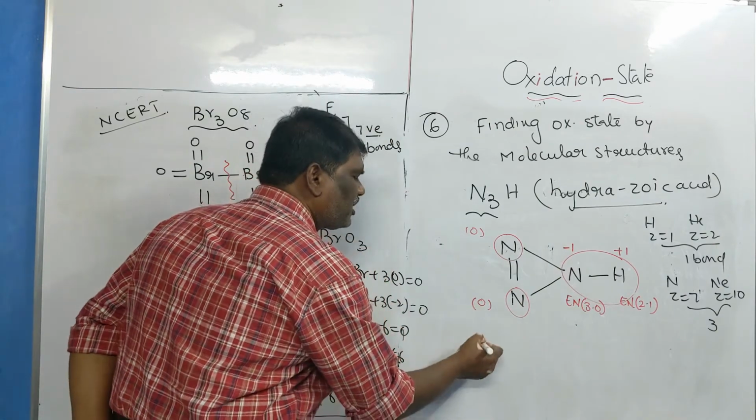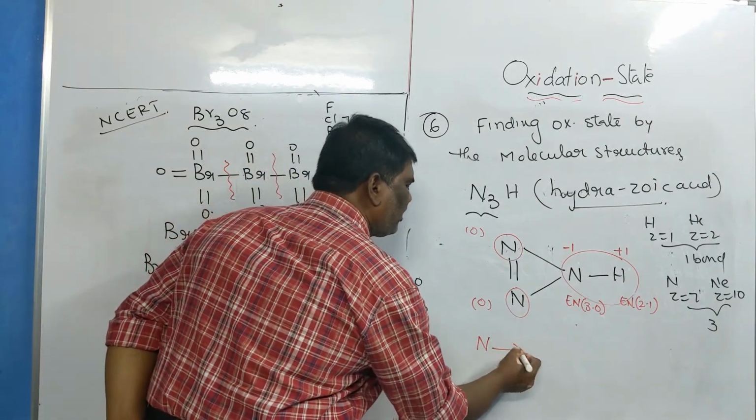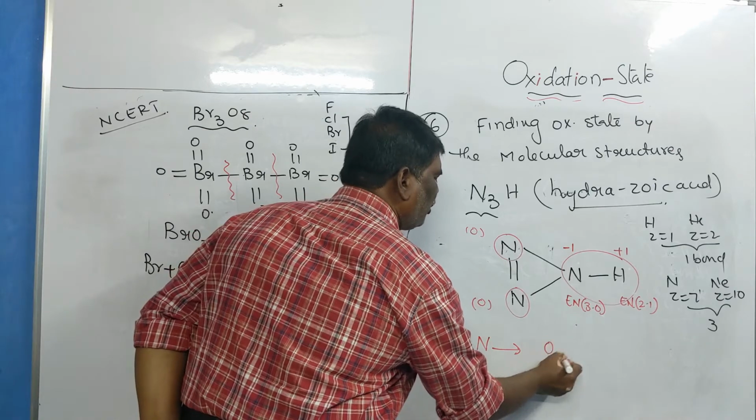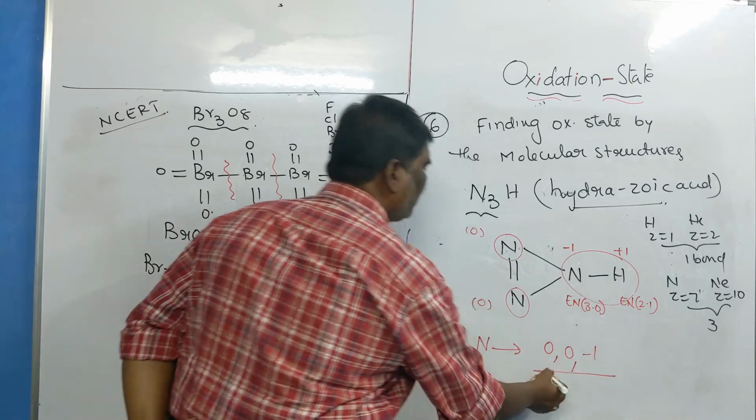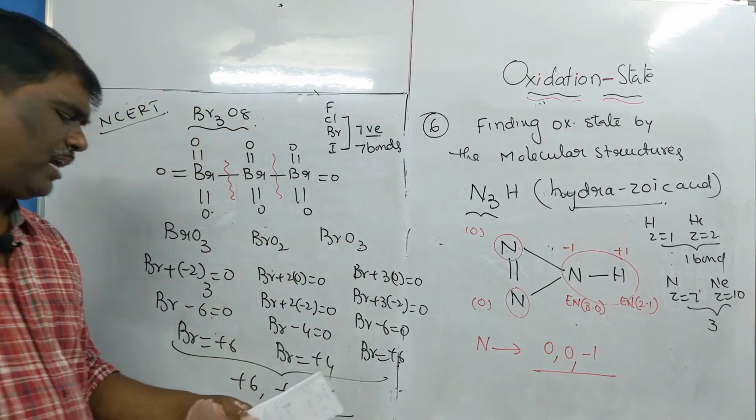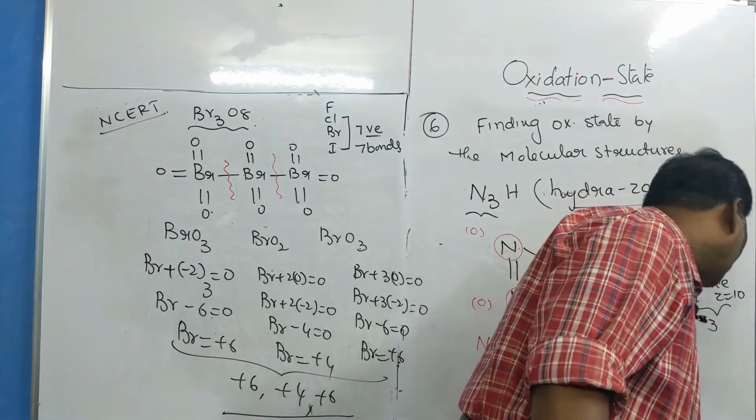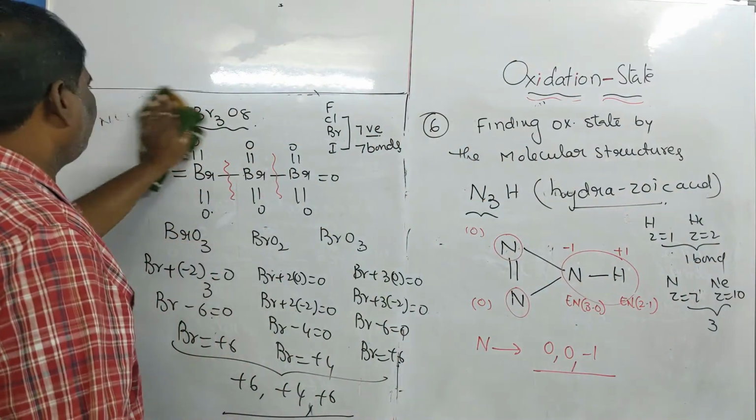So what are the oxidation states for nitrogen? The oxidation states for nitrogen are 0, 0, minus 1. So these are estimated by taking the geometry. One more example.